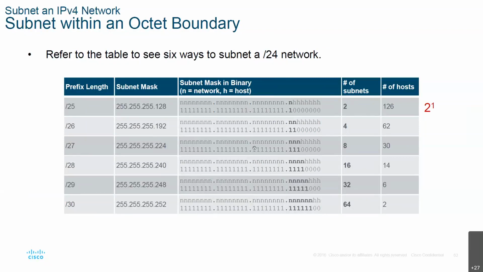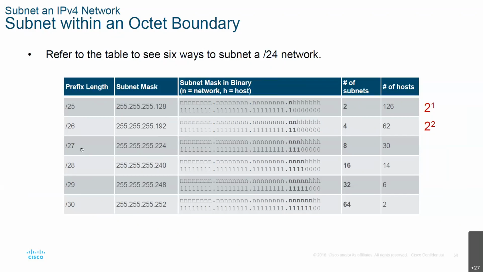If it is /26, that means you borrow 2 bits from the host portion. Then it becomes 26, so it is 8 plus 8 plus 8, 24, 25, 26. Then your subnet mask will be this, because if you convert 11000000, that will be 192. This will be your subnet mask. So for /26, how many subnets can you create? 2 bits have been borrowed, so 2 to the power of 2 means 4 subnets.